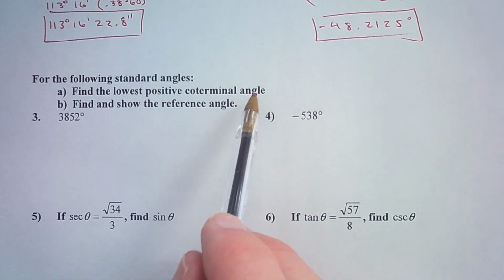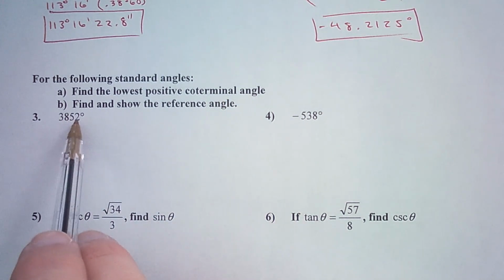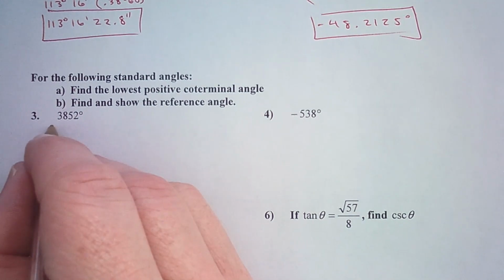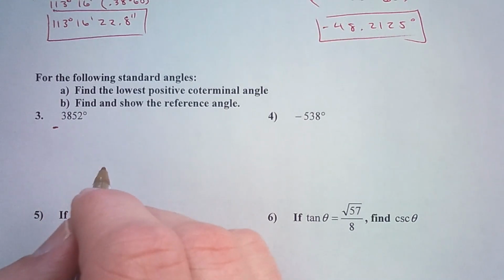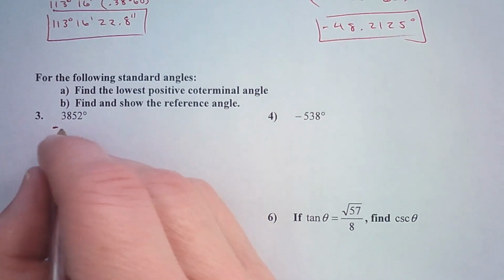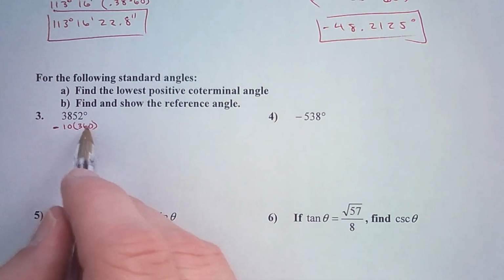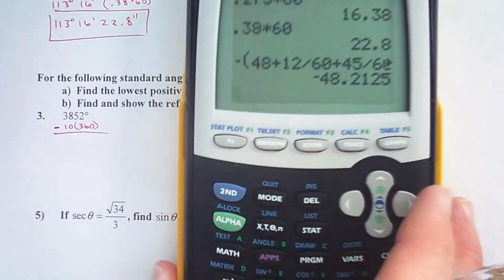Find the lowest positive coterminal angle. So we need an angle measure that is coterminal with 3,852 degrees, and it needs to be between 0 and 360. So I'm going to subtract 360 as many times as I can before going negative, and I think I can subtract 10 360s. That would be 3,600. That should get me right in between 0 and 360.